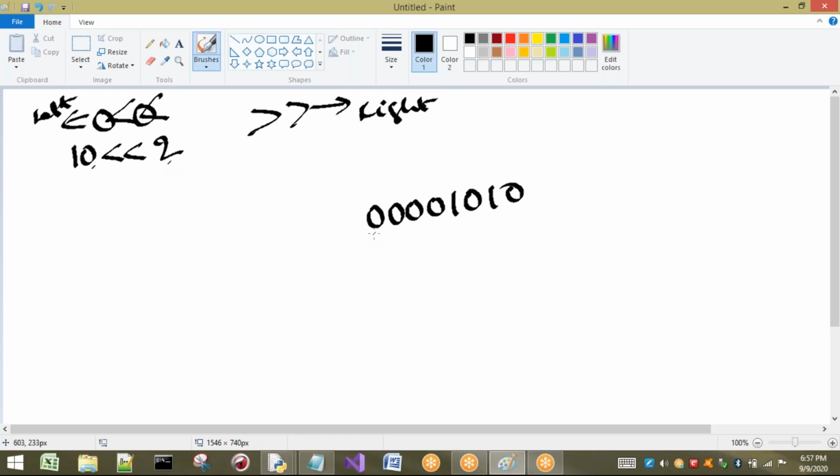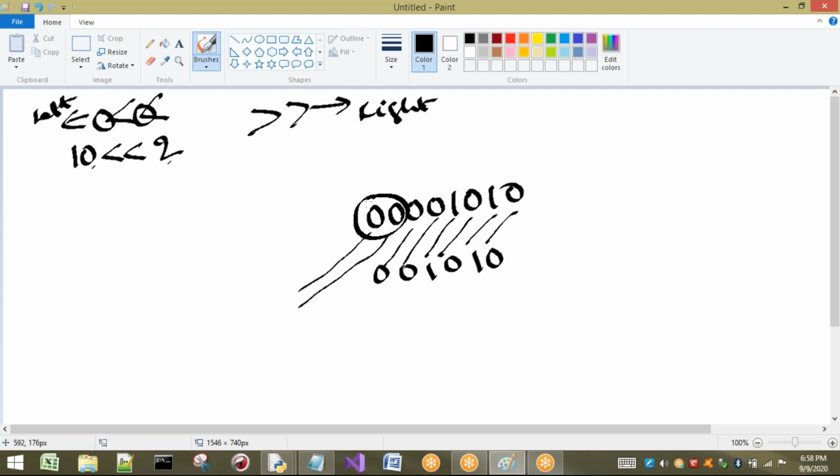That means shift 2 to the left. This 0 will go outside and this 0 also will go outside. Then this 0 here, this 0 here, this 1 here, this 0 here, this 1 here, this 0 here. What about these two locations? Already these two zeros went outside, so we have two empty locations here. See, 6 values are there and we have to add 2 zeros here. Okay, this is left shift 2.